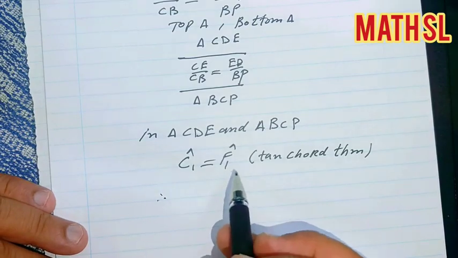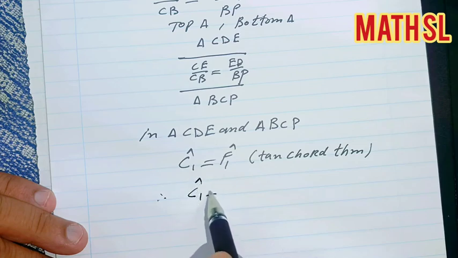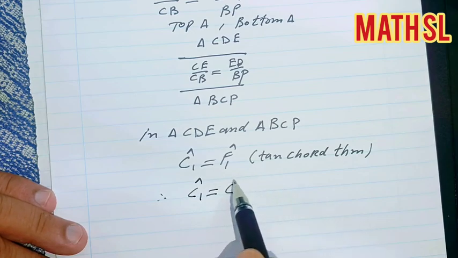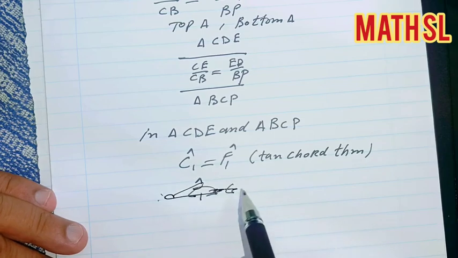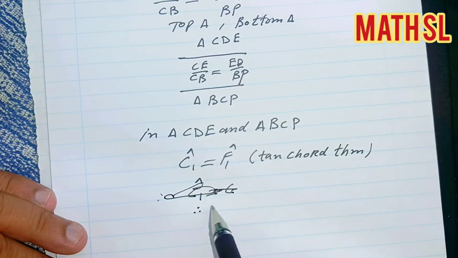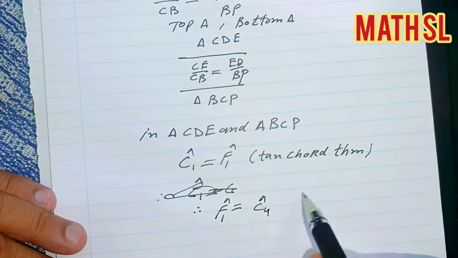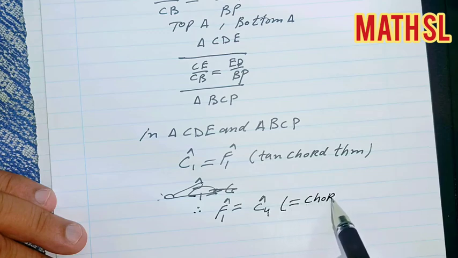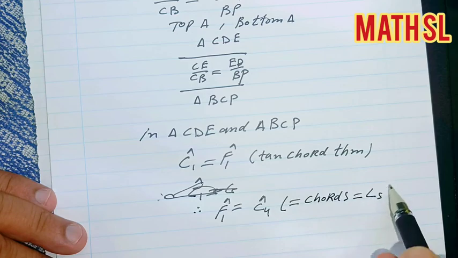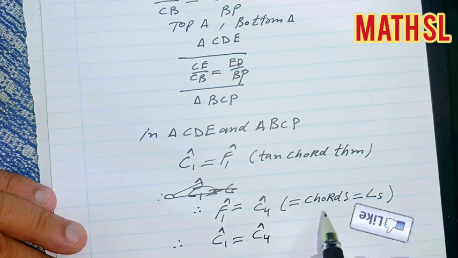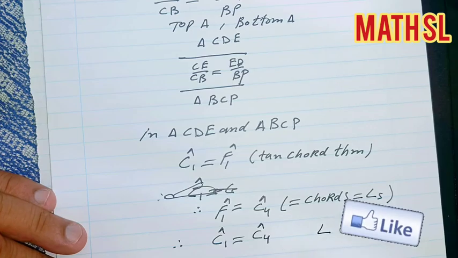Therefore angle C1 is going to be equal to angle F1, and angle F1 is going to be equal to angle C4, equal chords, equal angles. Now, therefore, angle C1 is going to be equal to angle C4, and this is my first angle.